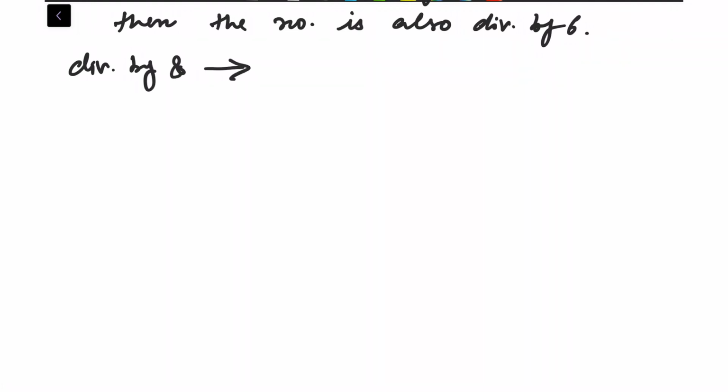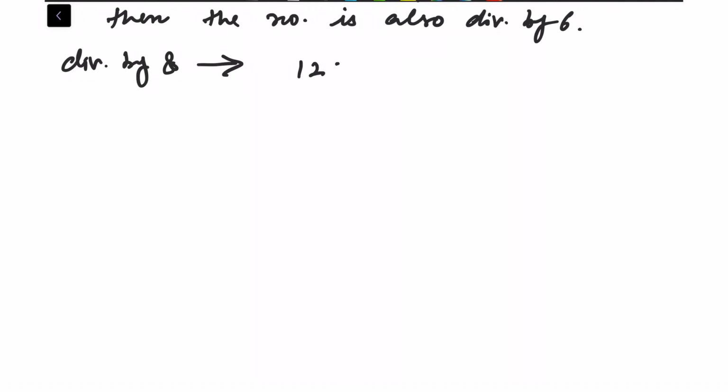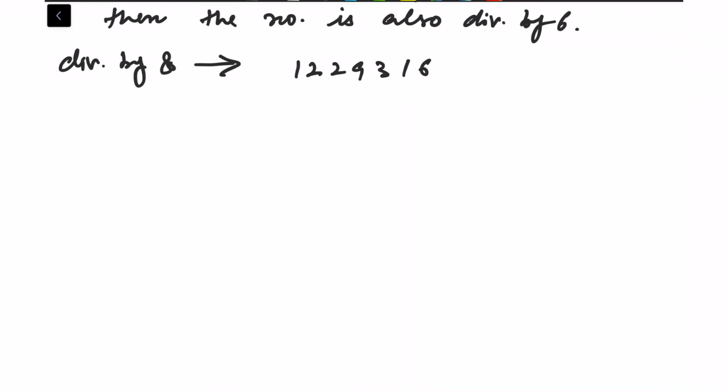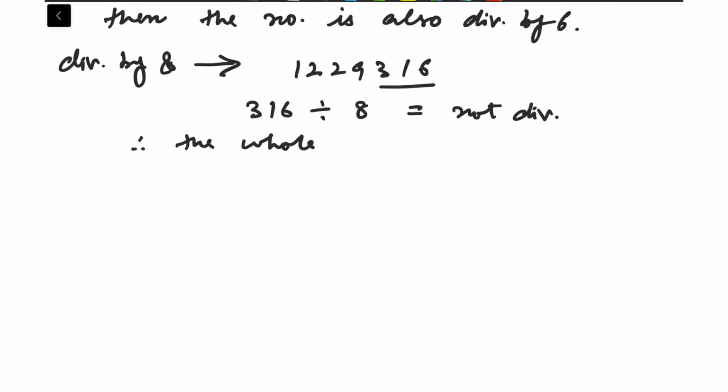Now we will see if the number is divisible by 8 or not. For this, we have to take the number formed by the last 3 digits. This one, 316. Here the number is 316. We will see if this is divisible by 8. Not divisible. So the whole number will not be divisible by 8.